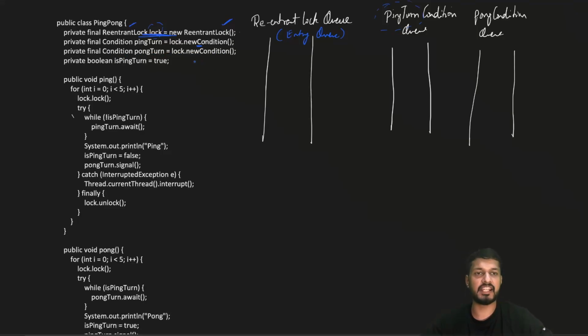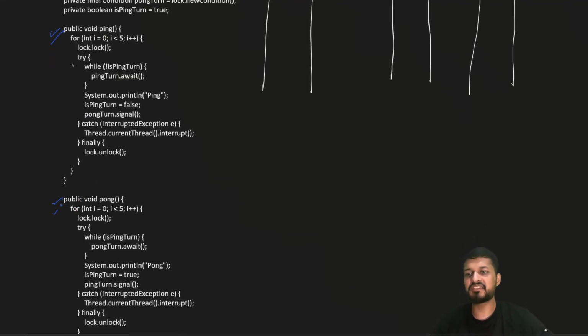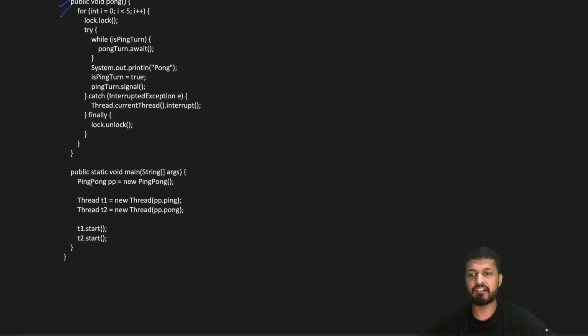At this point of time, a third queue is generated in the backend which is named as pong condition queue, right? This is clear. Fourth line is private boolean isPingTurn = true. This is just a simple boolean variable. Initial value of the boolean variable is true. Now there are two functions here, ping and pong. What is written inside the functions we will go through line by line, but before that, let's see our main function.